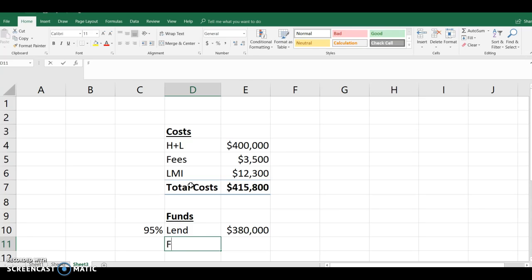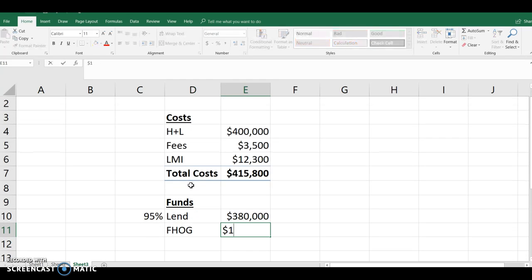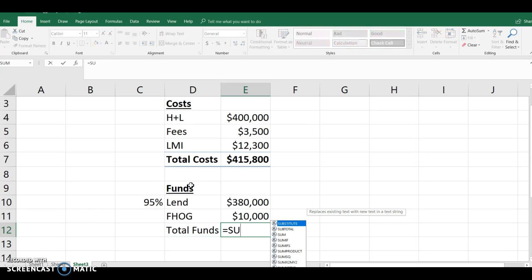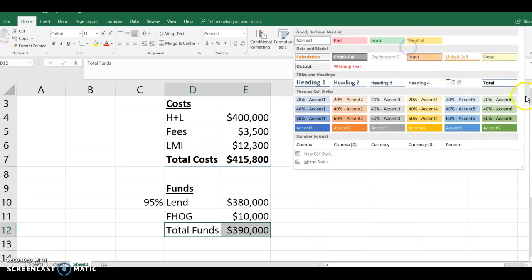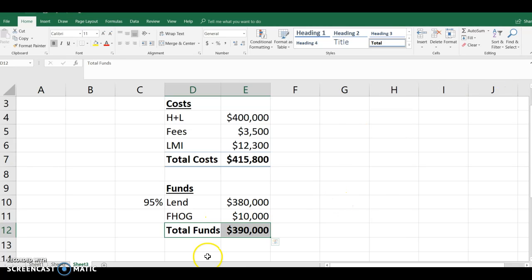Then we've got obviously the first homeowners grant. The first homeowners grant is going to be $10,000. So that means total funds we have available is going to be $319,000.